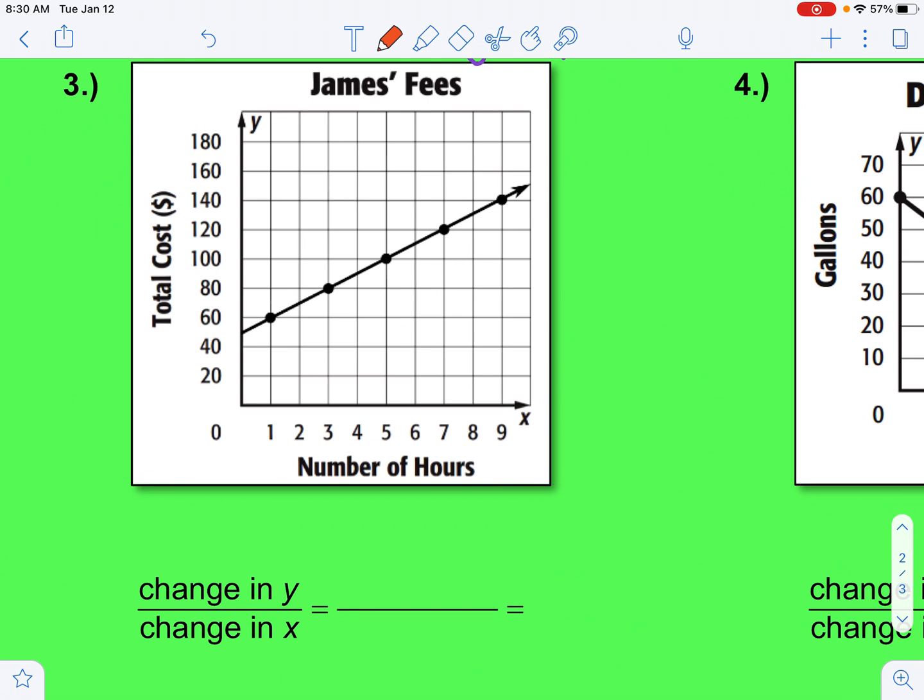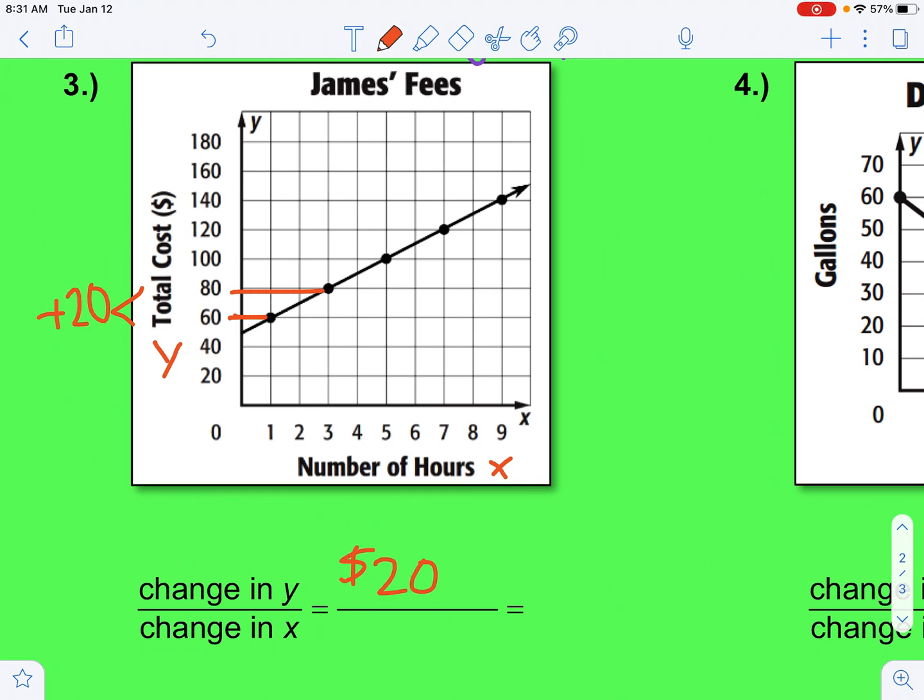Alright, so number 3, we're talking about James's fees. Our X is the number of hours that James works, and our Y is the total cost. So this time there's a bunch of dots on the graph. You really only need to worry about 2 of them. I like keeping my numbers small and easy to work with, so I'm just going to start with the first 2 dots that I see on the graph. My first dot is at $60, and my second dot is at $80. So from $60 to $80, I'm going up 20. Our change in Y is $20.